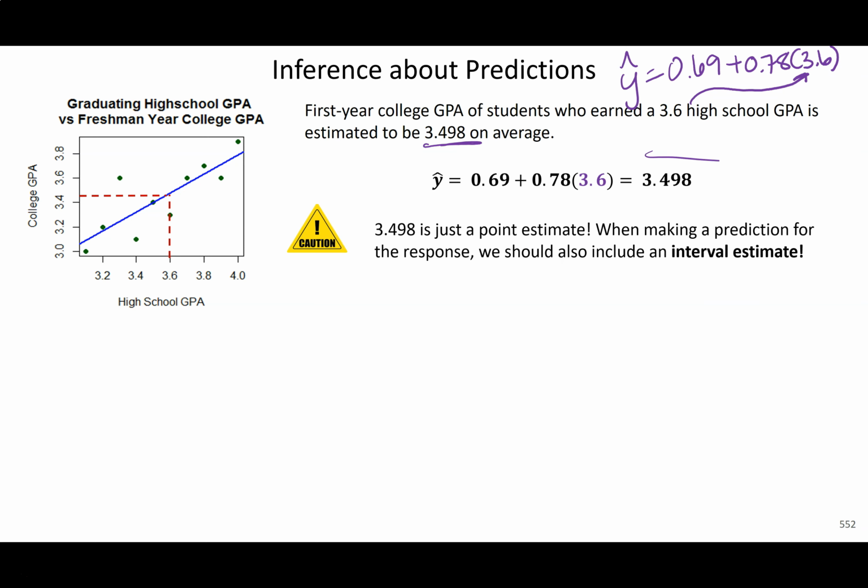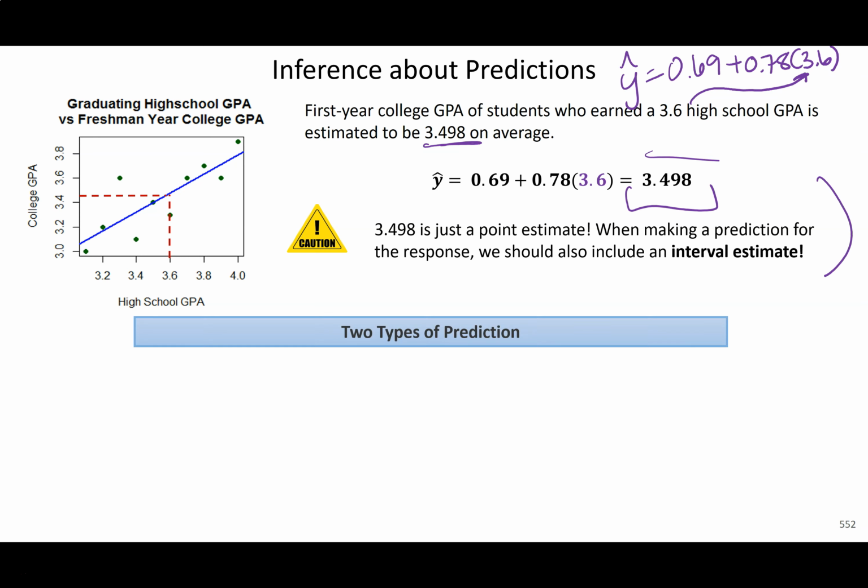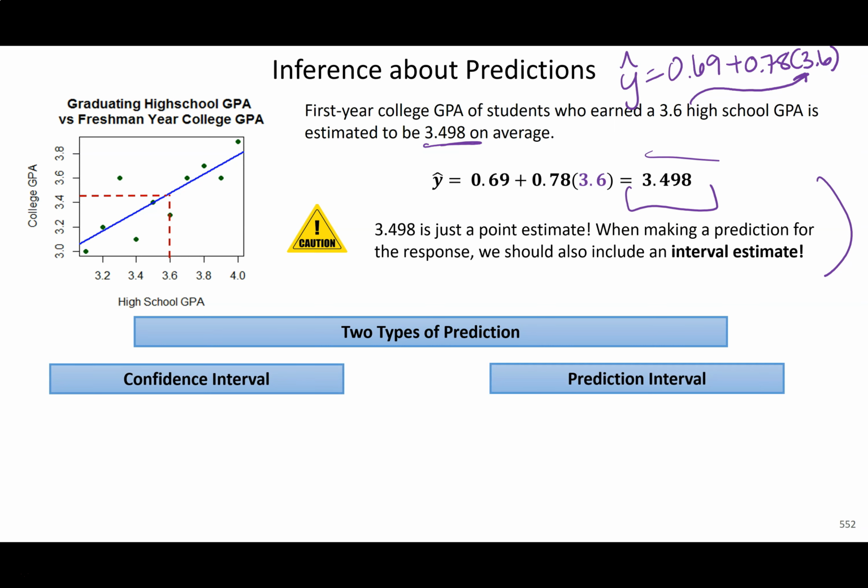But this is just a point estimate. There's some variability, right? Not every single student that had a 3.6 in high school is going to actually get exactly a 3.498. That's very specific. There will be some fluctuation, right? So we'll have a number of students that had a 3.6 in high school, and we want to know the variability from student to student. So we can get an interval estimate. We have two types of intervals that we can use here for prediction: confidence interval and prediction interval. I know this will sound a little wonky, so absolutely we'll go through both of them.